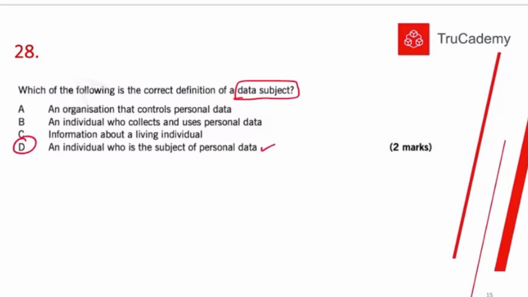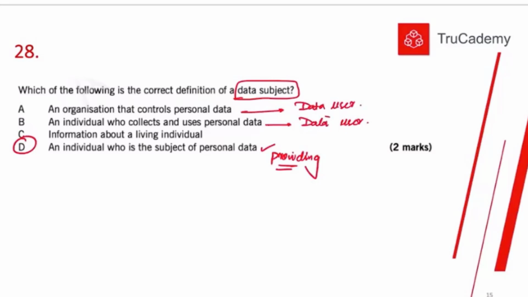That's right. This is what we call a data subject: the one who is providing the data to the other party, and that data belongs to that person, of course. Okay, what is A? An organization that controls personal data. This will be considered a data user or data processor, because he's controlling the data. Or B, an individual who collects and uses the personal data and gets the benefit. This is also called a data user.